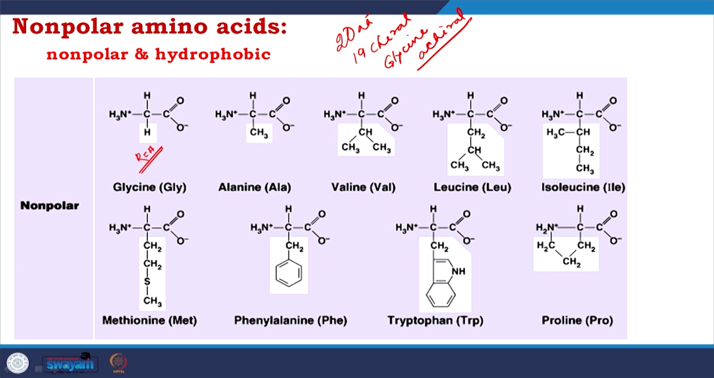Valine has CH3, leucine has CH2 CH3, isoleucine has the same structure as leucine, but the CH3 group is shifted: CH3 CH2 CH3. Methionine has a sulfur group in it, but in spite of having that sulfur group, it is not polar because of the presence of a methyl group after the sulfur. Phenylalanine has an aromatic ring, it is CH2Ph. Tryptophan also has an aromatic ring. There is one 6-membered ring followed by a 5-membered ring.